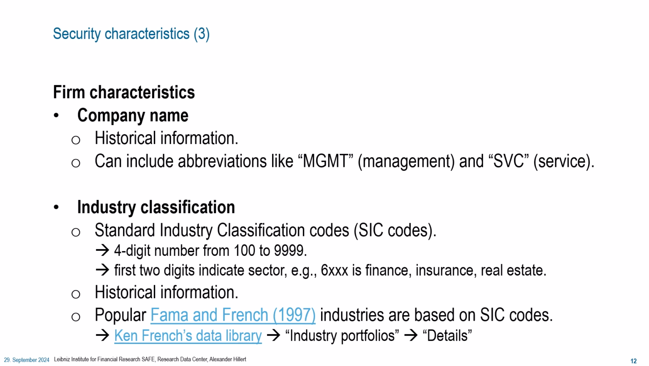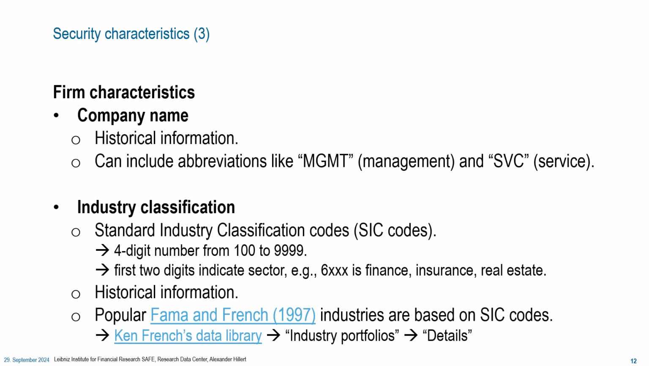Well, you go to the Ken French data library, you find the link here, then you go down to industry portfolios, and click on your preferred one, be it 5, 12, 36 or 49 industries. There is really a large variety you can choose from. You click on details and get a detailed file of how SIC codes translate to a Fama-French 5 industry. That's all for the security, or in this case firm characteristics.